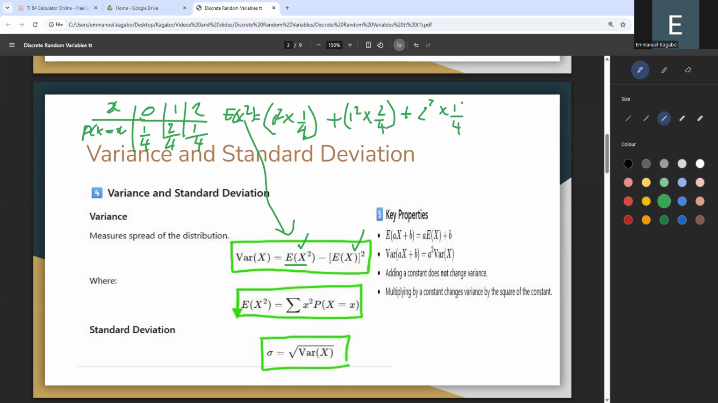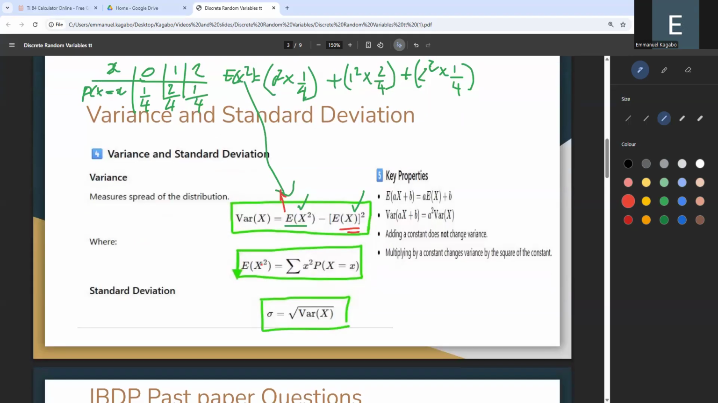That is it, how we get this. You square. That is it, what this means. Okay? I hope you have understood that. And then after getting your answer, you take away the mean squared. This is mean squared, which you have already learned how to calculate. Okay? And the mean is here. I've just given you the formula, and that's how we calculate variance.